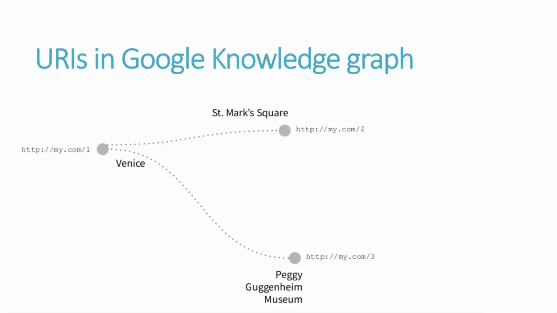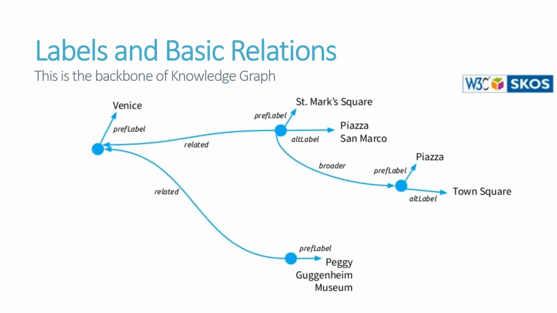RDF also utilizes the triples data model, which corresponds to internationalized resource identifiers (IRIs), which are very similar to a URI or URL but permit Unicode characters. Whereas a URL will resolve to a particular web address, an IRI may not resolve to anything. So a URI in a Google graph may look like this, and this is how labels and basic relationships are used in the Google Knowledge Graph, and this forms the backbone of the Google Knowledge Graph.